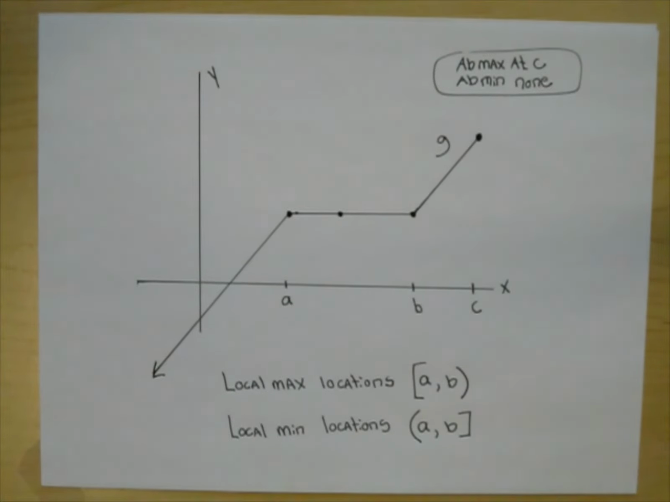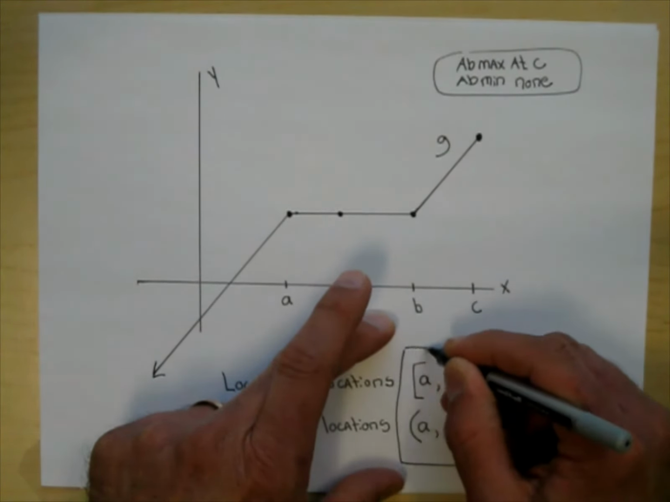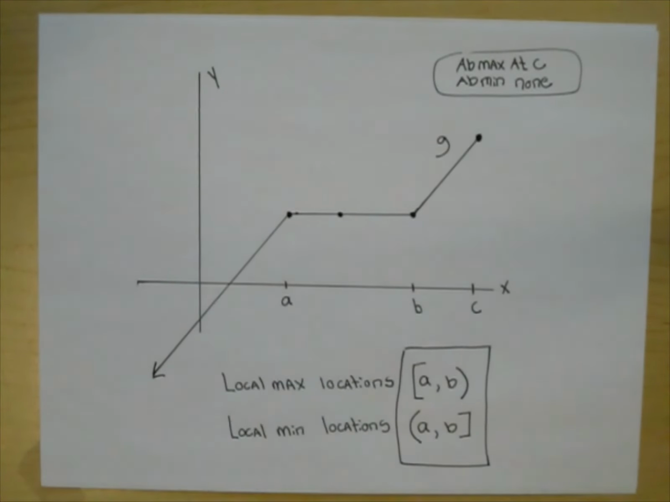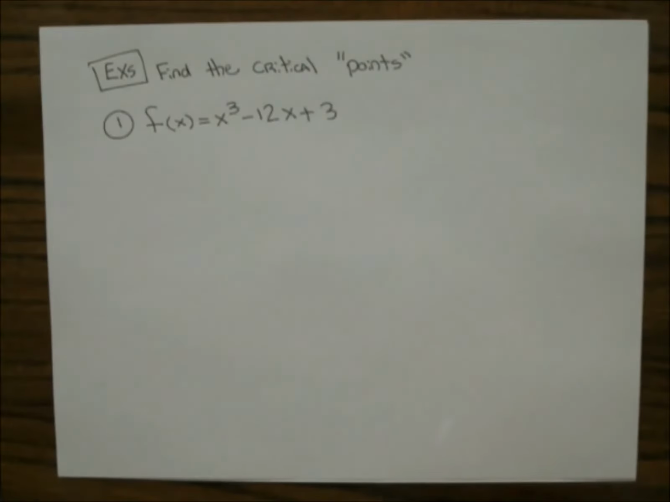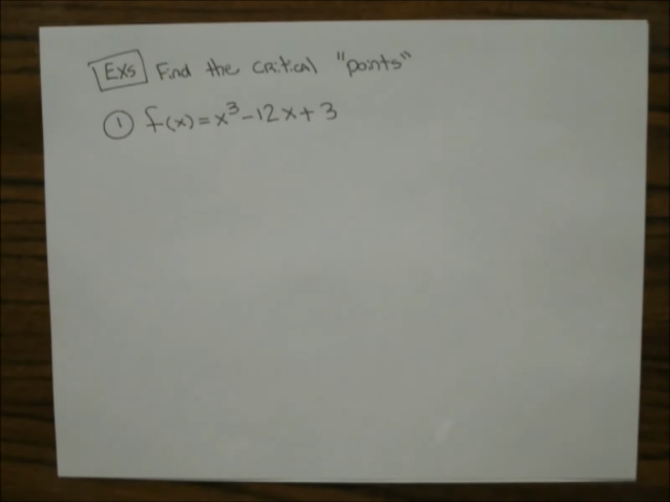So we wanted to get into this example here to show you that horizontal lines are kind of weird when it comes to local mins and maxes, but it's not something you'll see in the homework. Let's move on to the next example. What is this? Find the critical points. This is what we are doing in our homework.